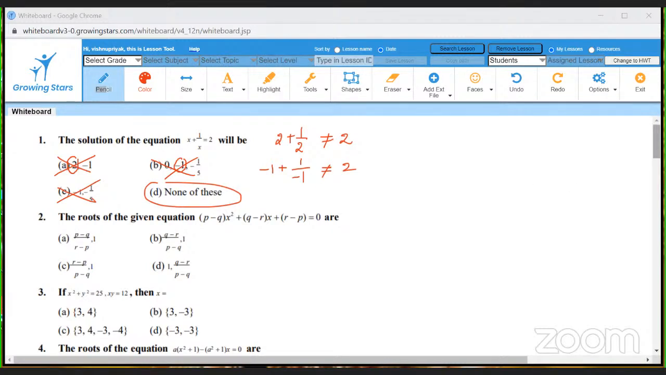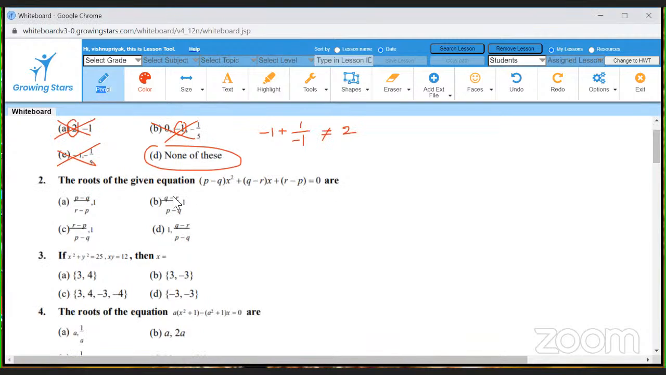Next, question number 2. The roots of the given equation. A quadratic equation is given to you. You have to see which are the roots.